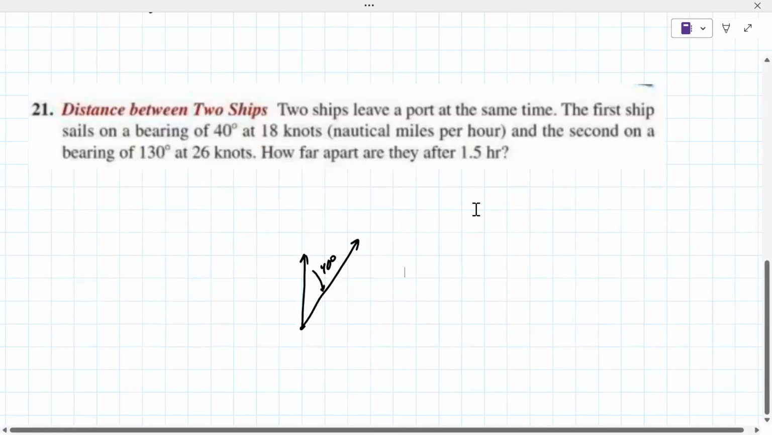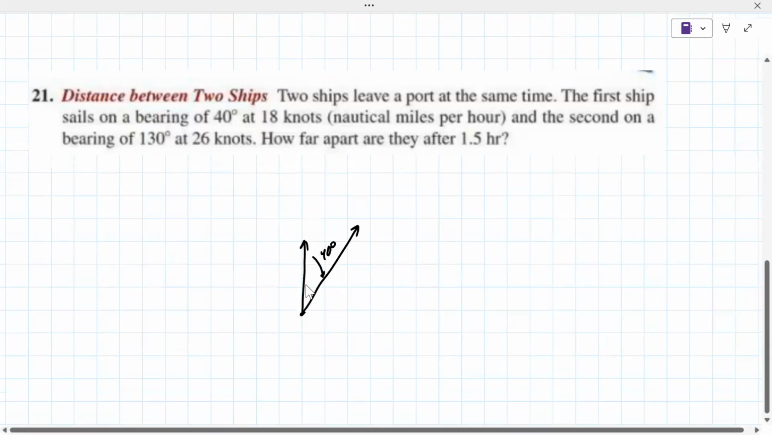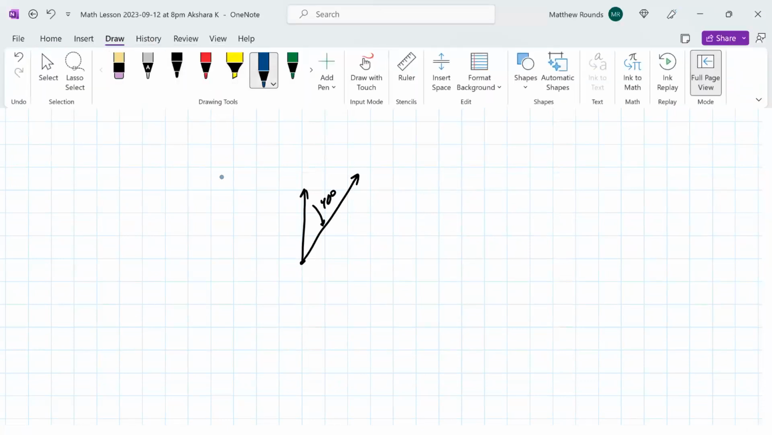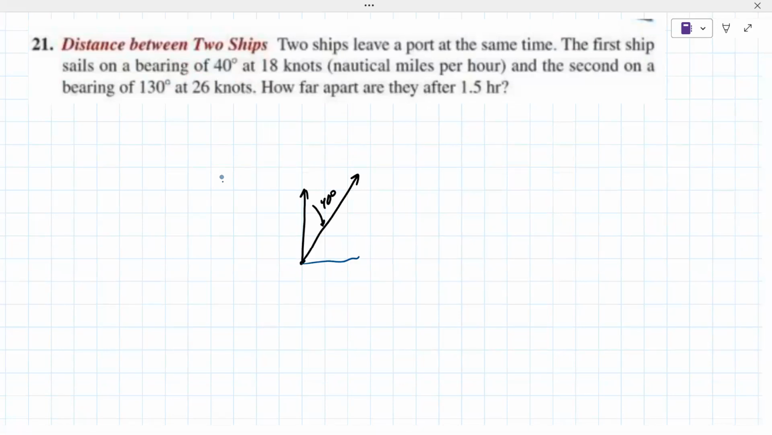Was that covered in class? Yeah. Okay, that's good. And then the second ship is 130 degrees. So that's again from the vertical. Why is it that way? I have no idea. That's what it is. So that would be 90. So 130 degrees is somewhere over this way. That's 130 degrees, and it's going down like that.